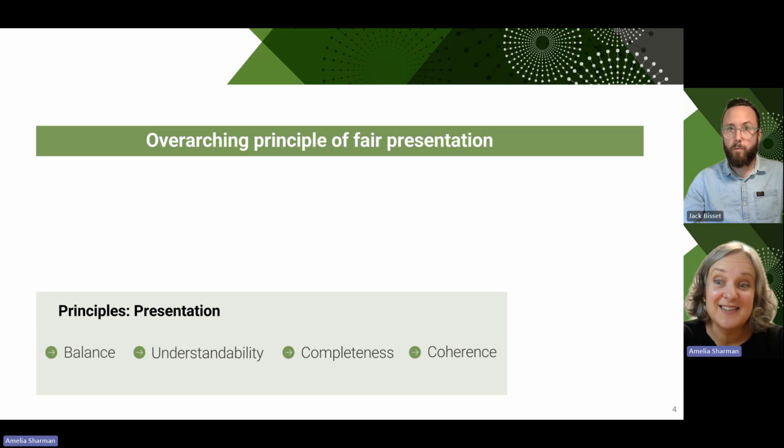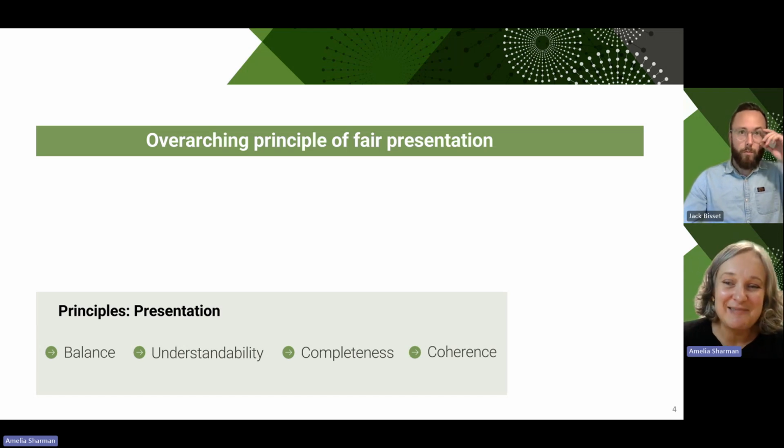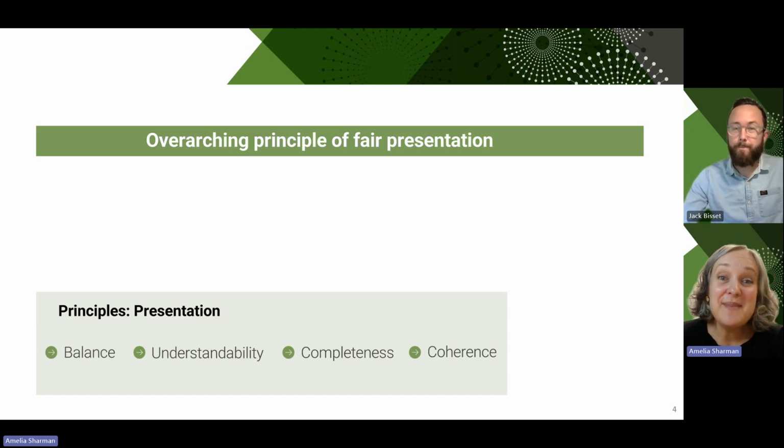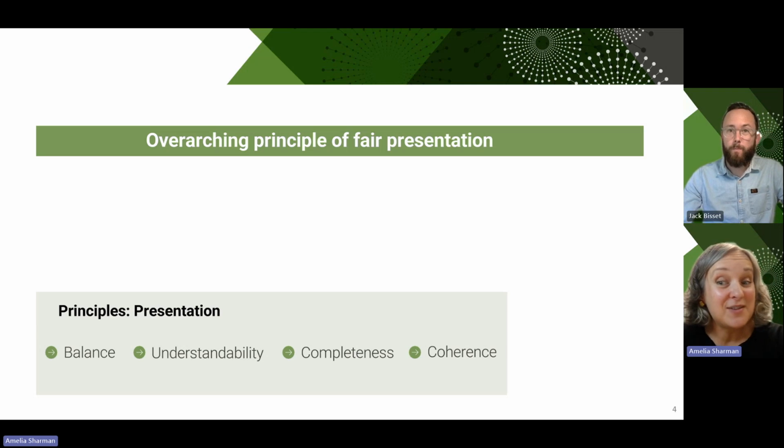I'll talk about balance. So balance asks, is the information free from bias or not manipulated to make it more likely that primary users will receive the information favourably or unfavourably? This one is obviously quite important in relation to greenwashing. So minimising climate-related risks or overstating opportunities should be avoided according to this principle.